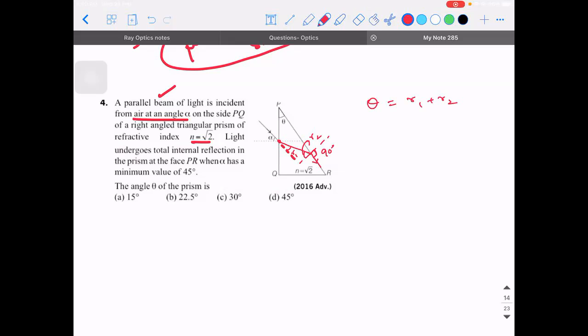One mistake which I made is, here this is the normal. If I take this as R1, theta is equal to R1 plus R2. What else can we do?